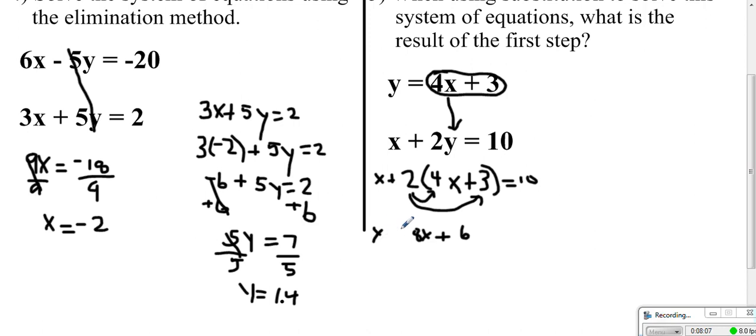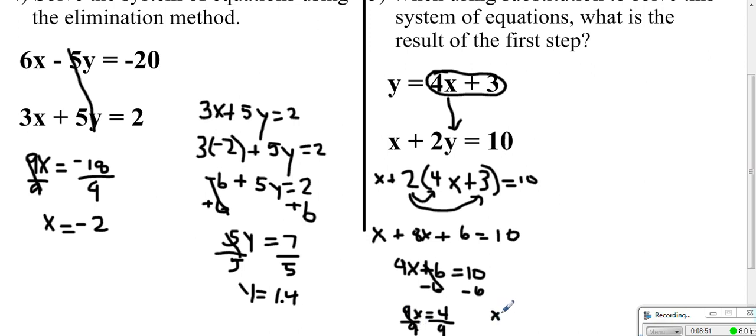So I'm going to bring down the x, and I'm going to bring down this 10. x plus 8x is 9x. Plus 6, and you see what you have? You have a two-step equation. You subtract 6 from both sides. You have 9x equals 4. You divide by 9.